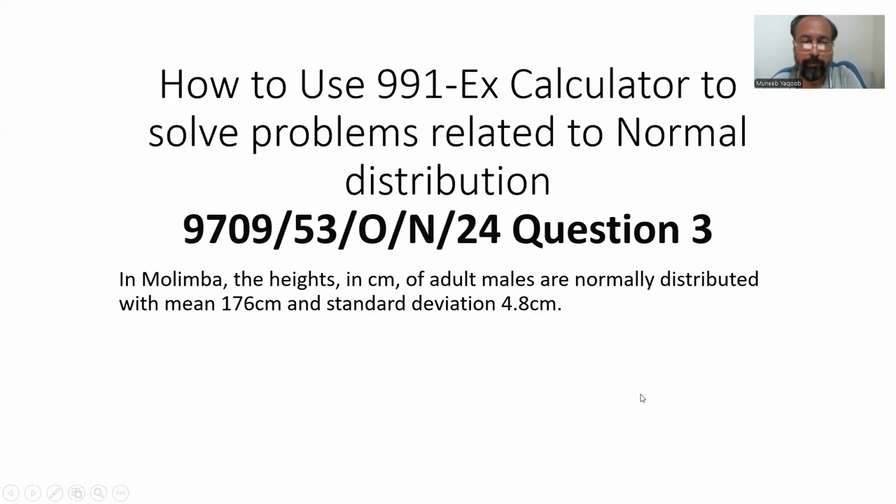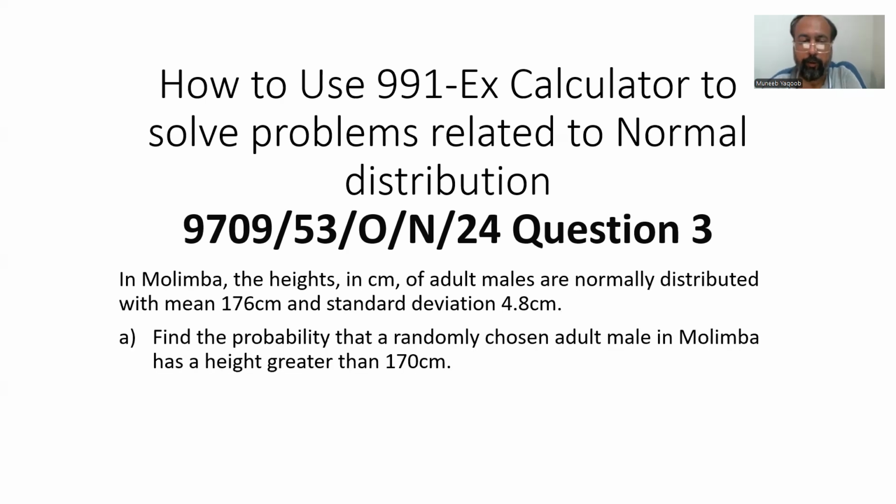In this question, they are saying that in Molimba, the heights in centimeters of adult males are normally distributed with mean 176 and standard deviation 4.8 centimeters. Now in the A part, they are saying find the probability that a randomly chosen adult male in Molimba has a height greater than 176 centimeters.